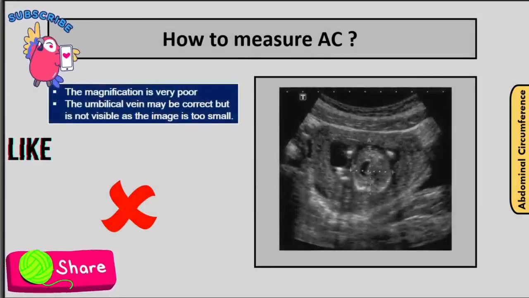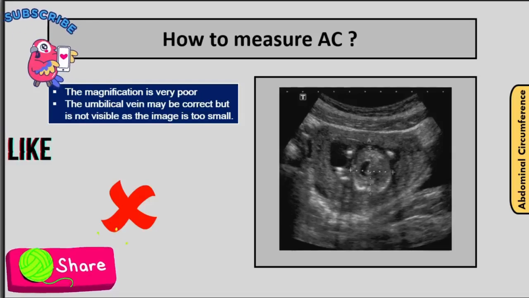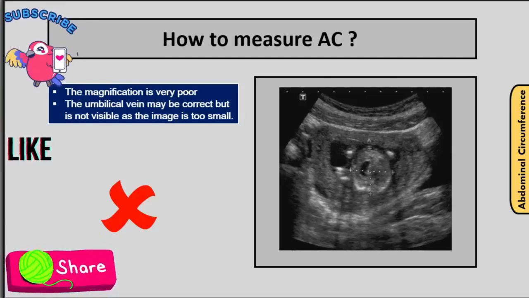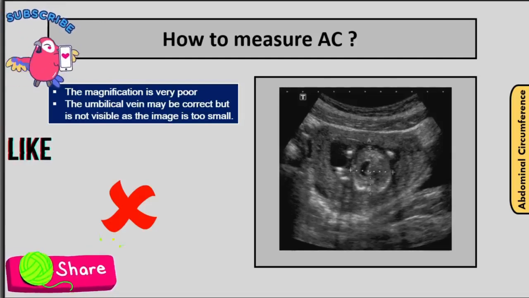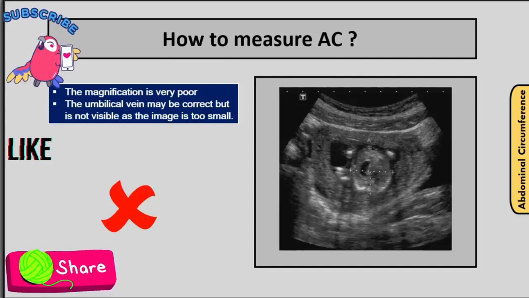Last case. As you can see, the magnification is very poor. The umbilical vein may be correct, but is not visible as the image is too small. So, this is incorrect image to obtain abdominal circumference.